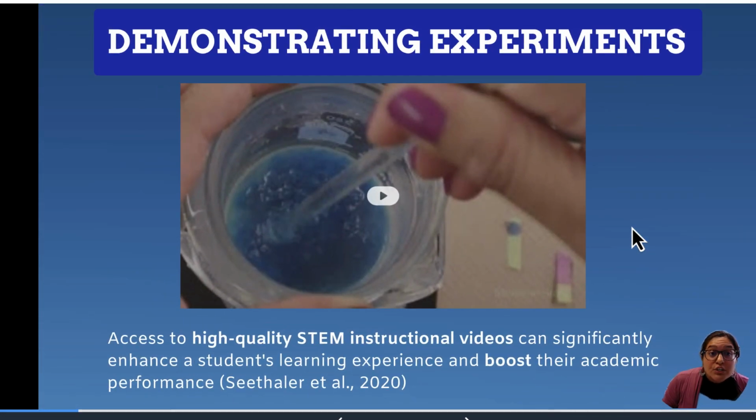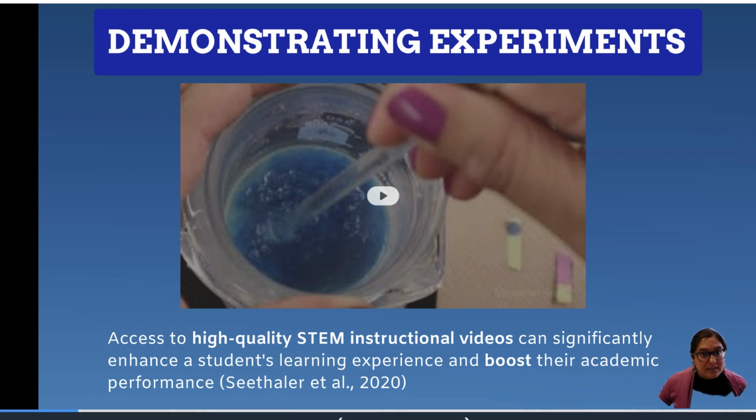So another use of multimedia in chemistry is to demonstrate experiments. Access to high quality STEM instructional videos has been studied, and it's an evidence-based initiative that enhances students' performance and academic performance. The COVID-19 pandemic led to a lot of instruction in higher education to move online. And we started to see a mass production of videos.